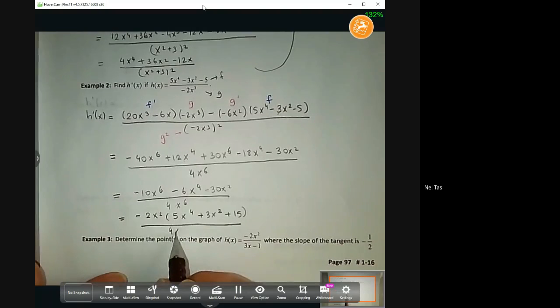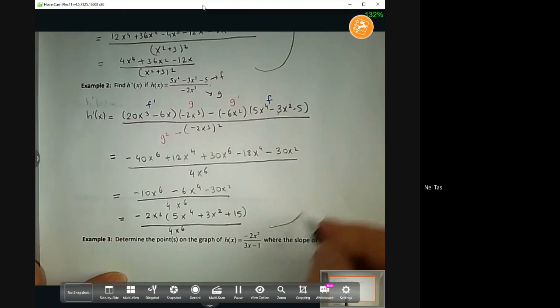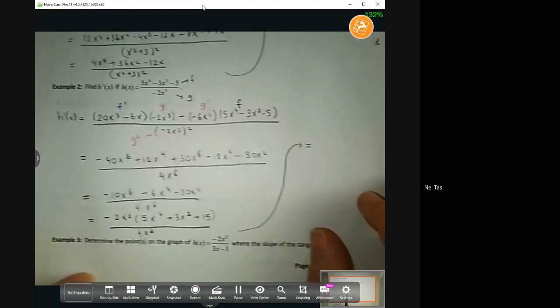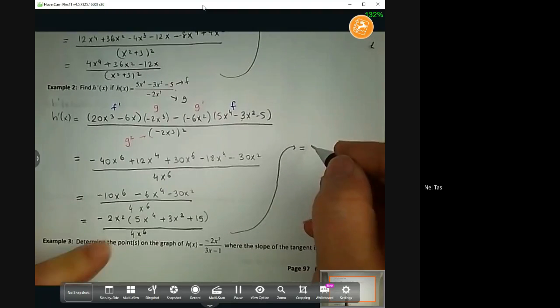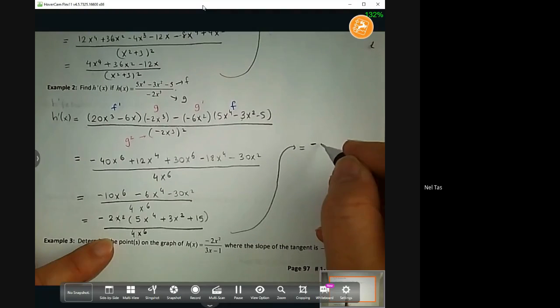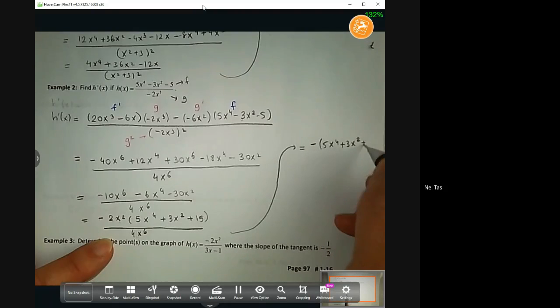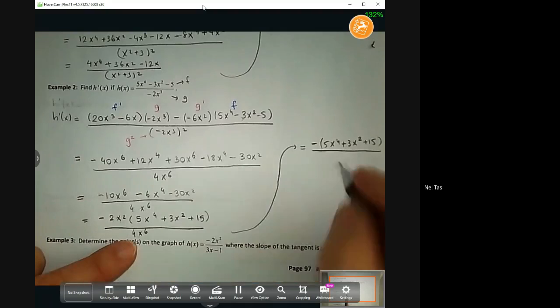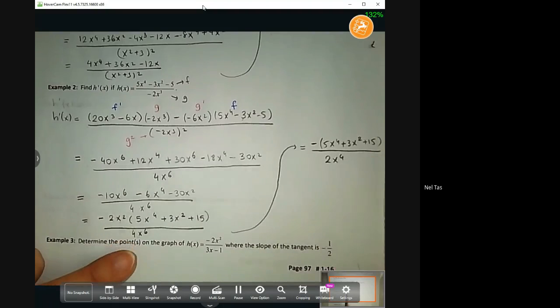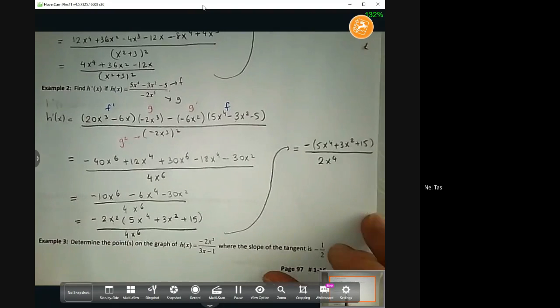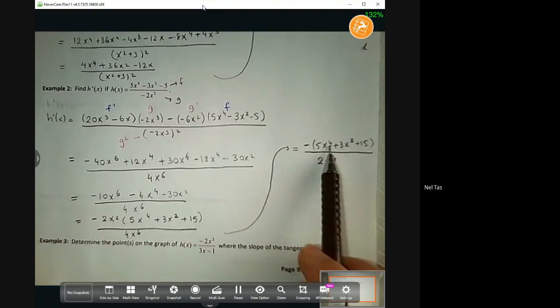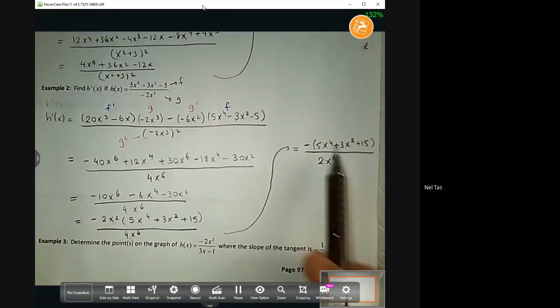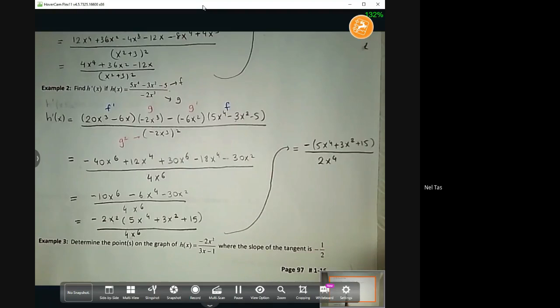Okay, 4x to the power of 6. Now we can simplify these two. Negative sign, leave. We have 5x to the power of 4 plus 3x squared plus 15 over 2x to the power of 4. If you got something that is factorable, you have to continue factoring. But in this case, this is not, so we just leave it there.